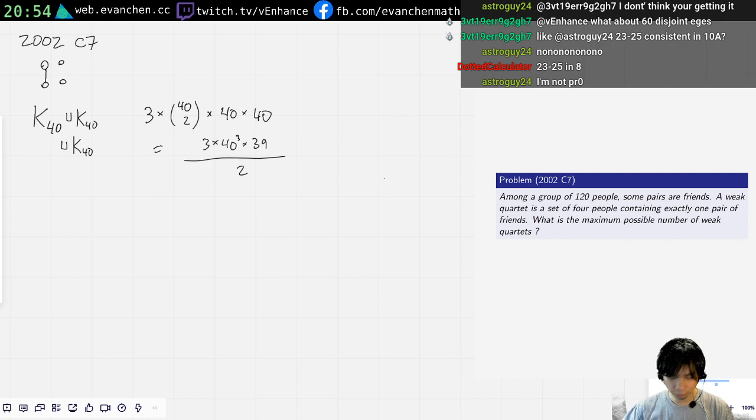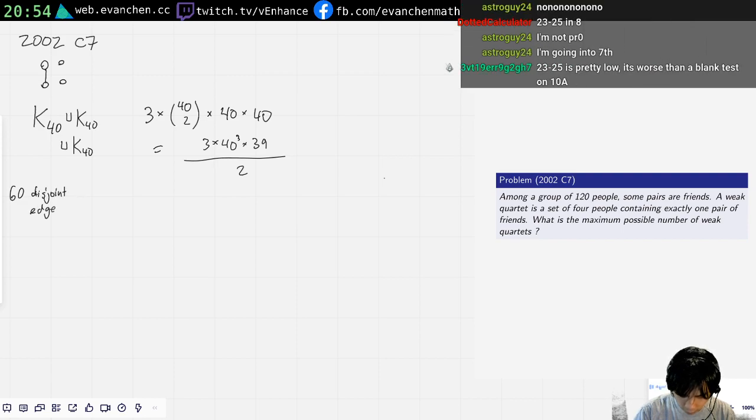What about 60 disjoint edges? Okay, if we have 60 disjoint edges, then there's 60 ways to pick an edge.